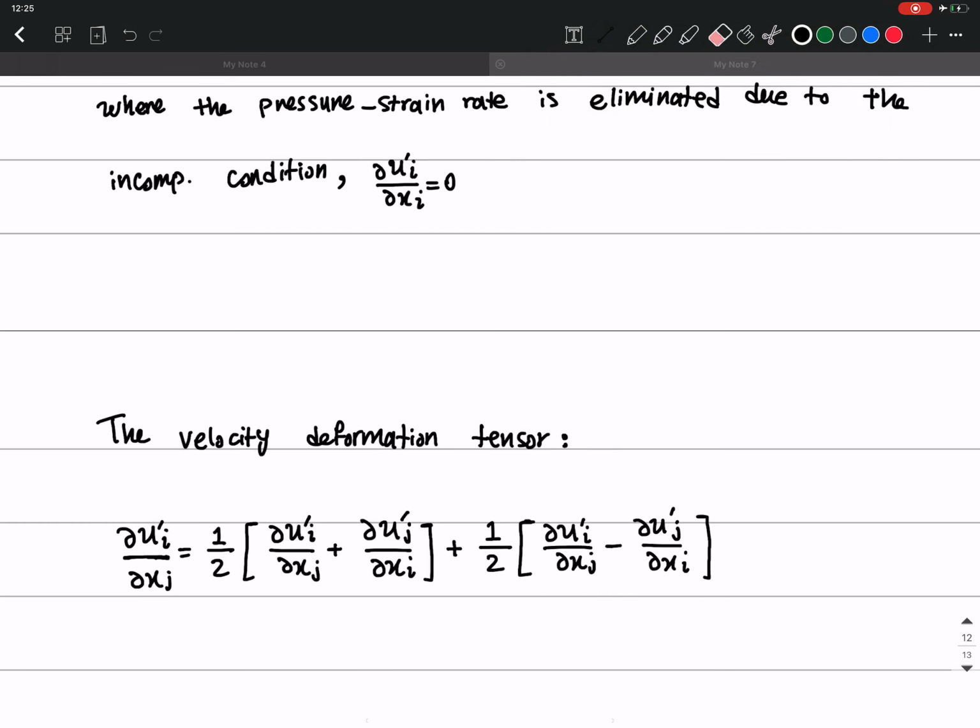The interesting thing about this decomposition is that now this part, as we remember from last time, is Sij, and it's a symmetric part. It's a symmetric tensor.